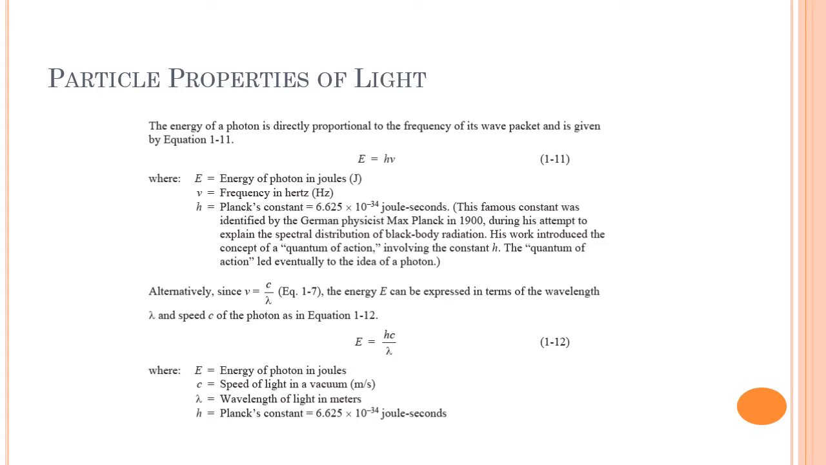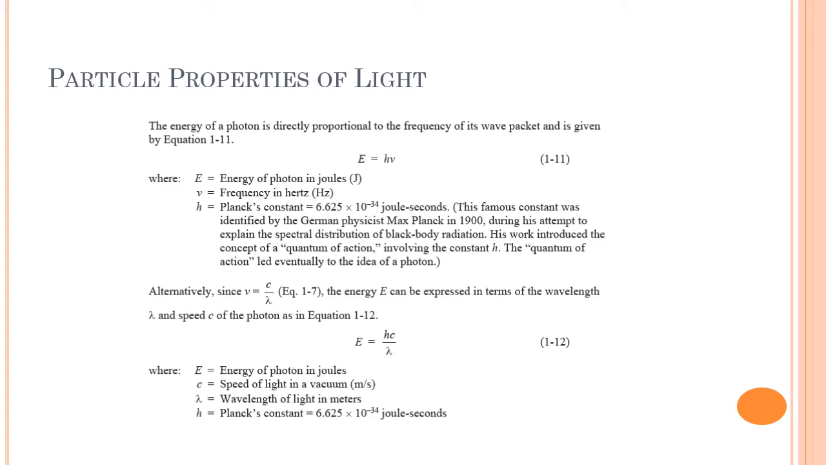So as we start speaking about the particle properties of light, I'm going to start off with equation 1-11 in our textbook. And that equation is E is equal to h nu, where E is the energy of the photon in joules, nu is the frequency in hertz, and h is Planck's constant, which is equal to 6.625 times 10 to the negative 34th joule seconds.